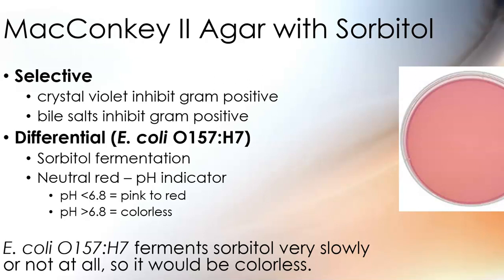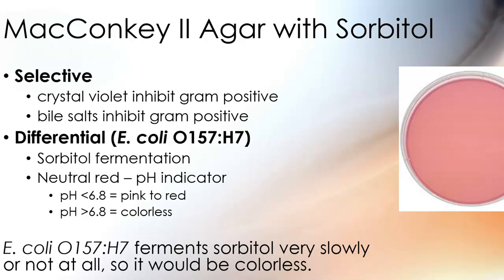And what we need to use is this MacConkey II with sorbitol because E. coli's other than E. coli O157:H7 will ferment the sorbitol. Okay. So what you're looking for, you're getting a regular MacConkey plate and you're streaking. It's a lactose fermenter, so it's pink, right? And you get a MacConkey with sorbitol, so now we're looking for sorbitol fermentation instead of lactose fermentation, and it's pink. Oh, okay, I'm good. We don't have to worry about that.